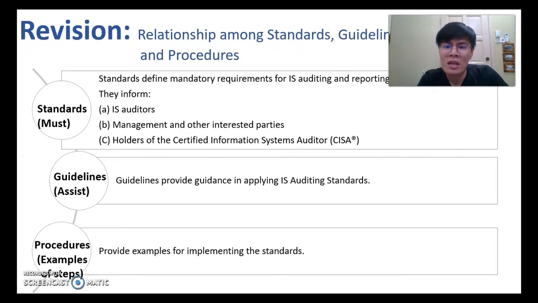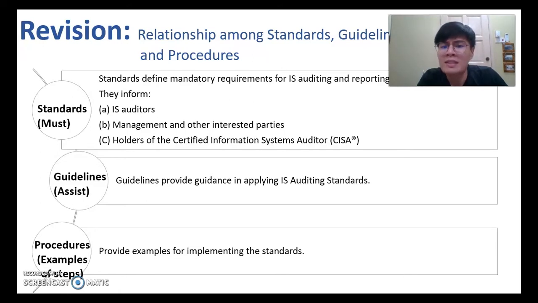So what are standards? Standards must be followed by IT auditors, and standards define mandatory requirements for IS auditing and reporting. They inform three categories of people. First one, IS auditors of the minimum level of acceptable performance required to meet the professional responsibilities set out in the ISACA Code of Professional Ethics for IS auditors. Then the second one, management and other interested parties of the profession's expectations concerning the work of practitioners. Number 3, holders of the CISA designation of requirements.